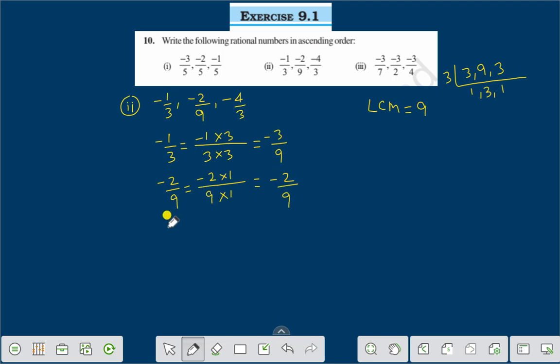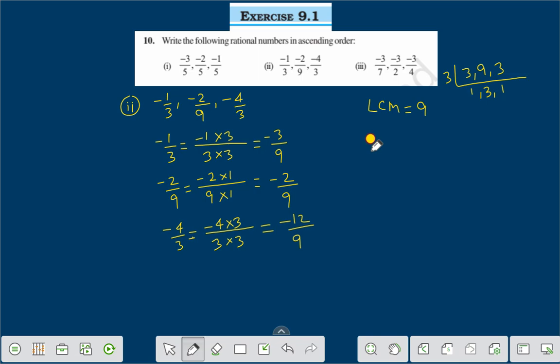In the third case, minus 4 by 3. If we divide 9 by 3, we are getting 3. That means you multiply the numerator and denominator by 3. That is 3 into 3 is equal to 9, and minus 4 into 3, that is minus 12. Now here you see all the denominators are same.